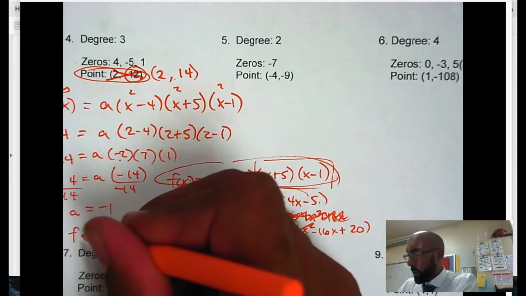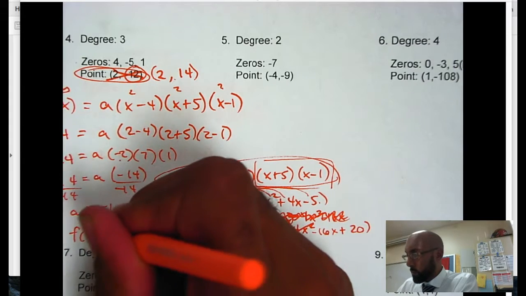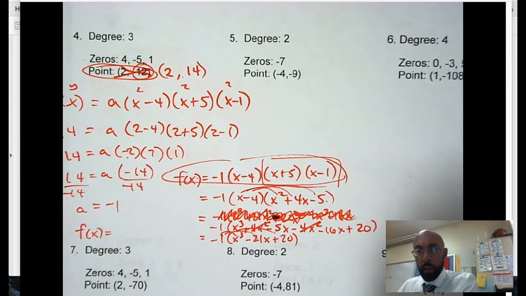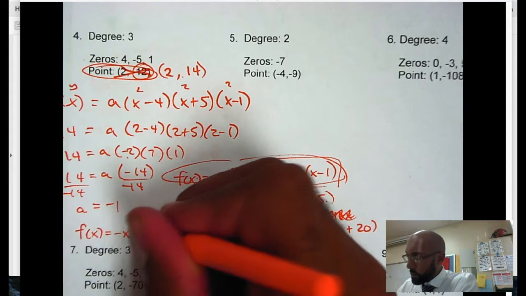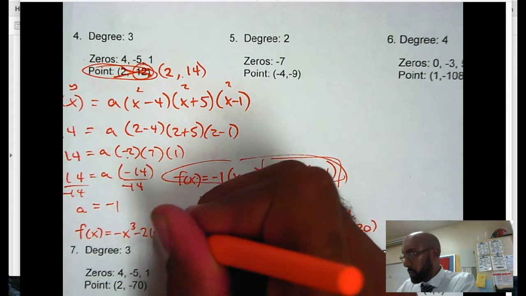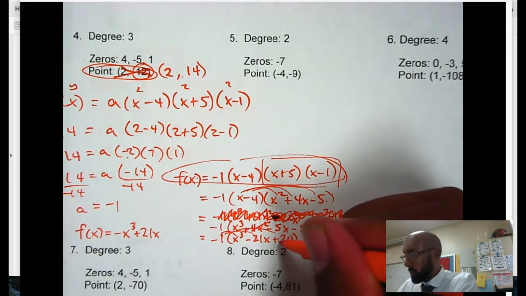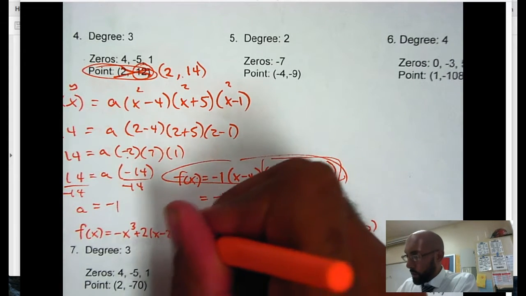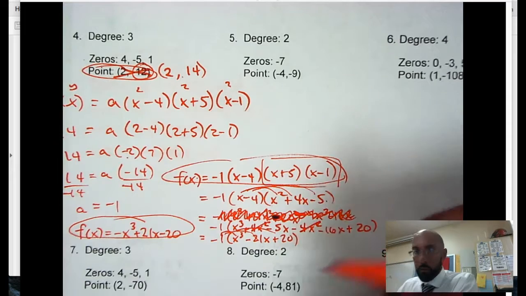So then we have f of x, because remember it's the same function, so same title, f of x equals negative x cubed plus 21x, because we're flipping the signs now, and then minus 20. And there's our standard form version of that equation. Okay?